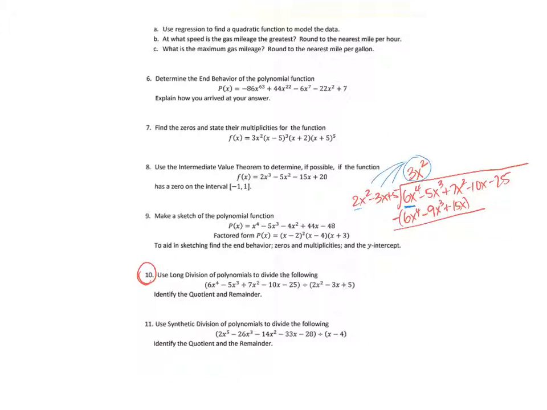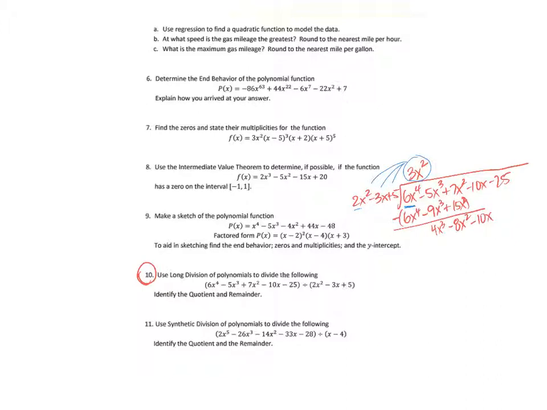So 6x to the fourth minus 6x to the fourth, that's 0x to the fourth. Okay, and then if I do negative 5x cubed, it's going to be a plus 9x cubed. So that's going to be a 4x cubed. And then what about the x squared terms? 7x squared minus 15x squared is going to be negative 8x squared. And then I'll drop down the minus 10x.